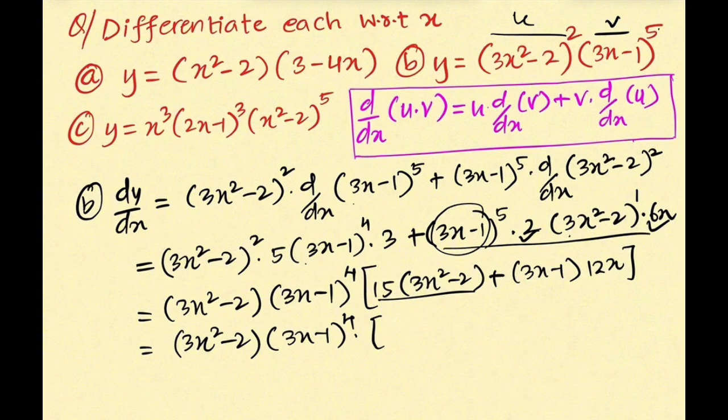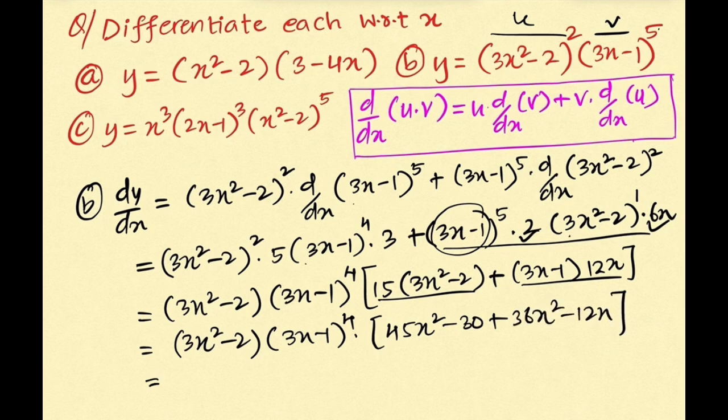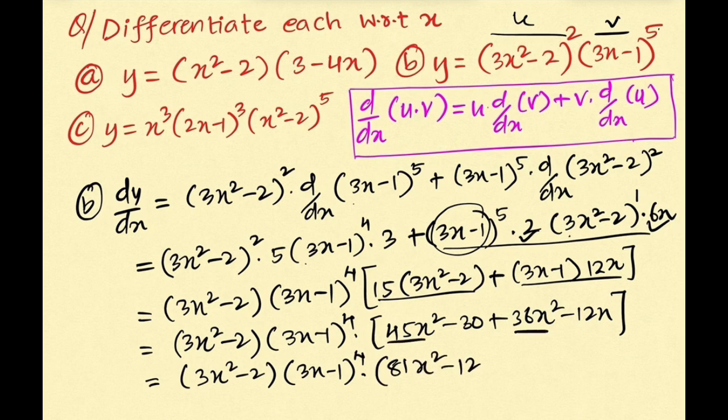Multiply this 2, that is going to be 45x squared minus 30, plus now multiply this 2, that is going to be 36x squared minus 12x. So the final simplified answer will be 3x squared minus 2 times 3x minus 1 raised to 4 times, I can combine this, which will be 81x squared minus 12x minus 30. So this will be the most simplified answer.